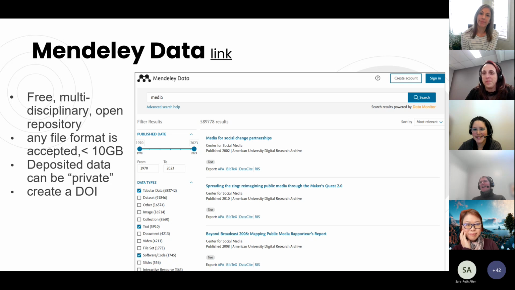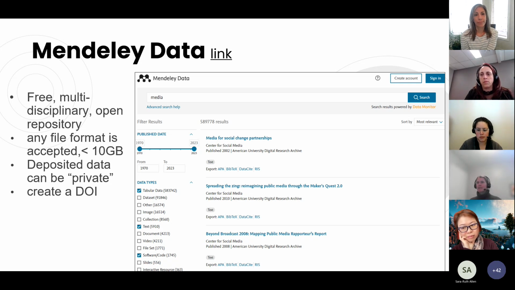And I'm not going to go into Mendeley data, but I do just want to point to it as another repository that any researcher can join. You can see the sign in button there. And really, once you've created an account, so right next to the sign in button, create account, you can start loading data. And it has some of the same functionality that Kaylin was showing with Borealis. So it does create DOIs. It gives you the opportunity to make your data private or restricted. It accepts any file format up to 10 gigs, and it's freely available to any researcher.